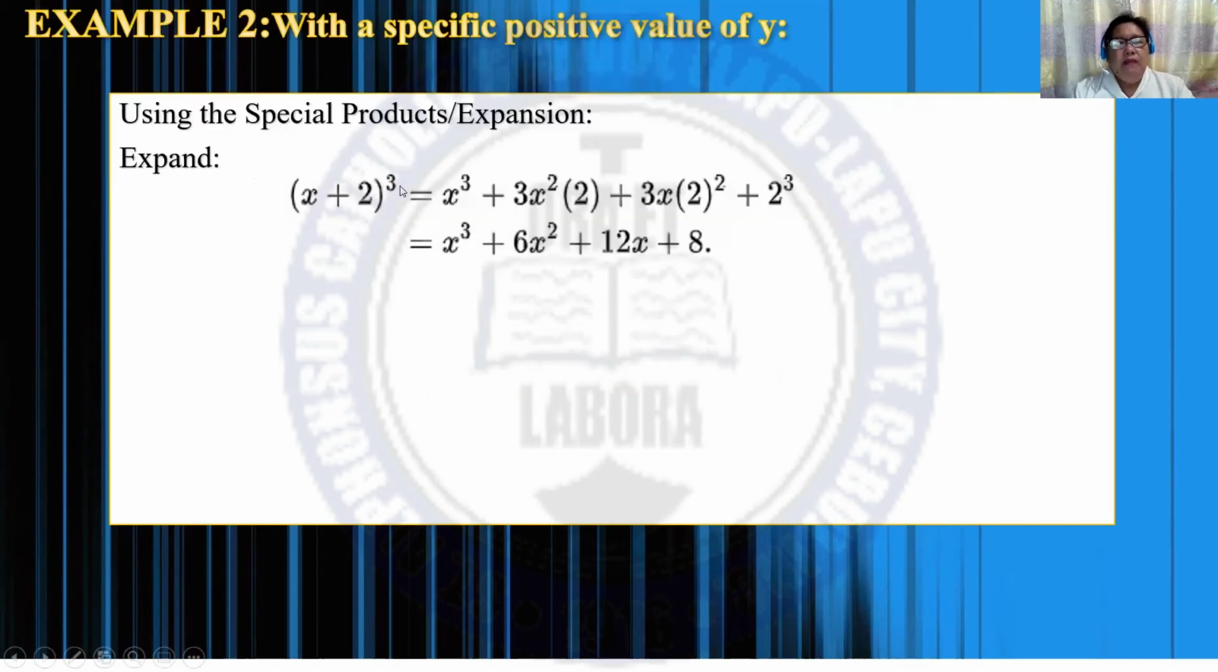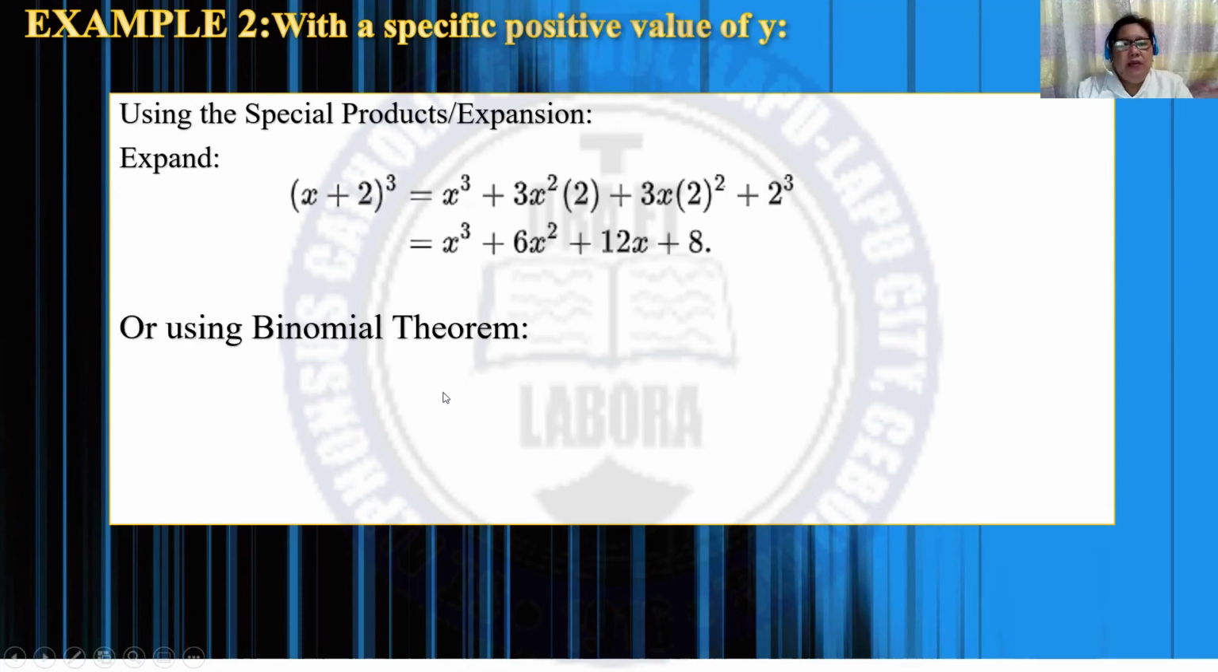Next, given the cube of x plus 2, following the same rule, the second term now is 2 instead of y, and then just simplify it. So 2 times 3 is 6. 2 times 2 is 4, times 3 is 12. Then 2 cubed is 8. Still, there are 4 terms in the expansion because the exponent is 3. So 1, 2, 3, 4.